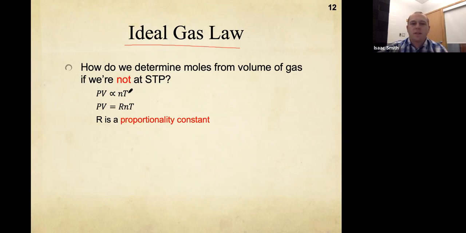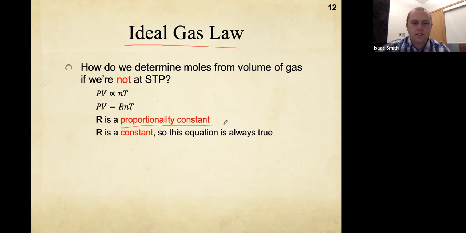There's a constant basically that needs to scale the right side. Don't worry about that too much, but R is a proportionality constant to give you the right proportions. So PV equals nRT is the ideal gas law. N obviously equals the number of moles. So we can convert from volume to moles, at any pressure and at any temperature, using this ideal gas law.